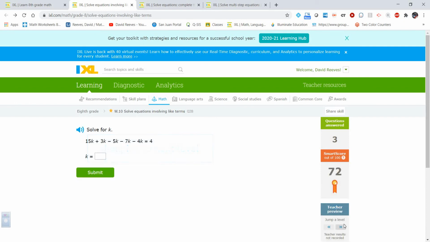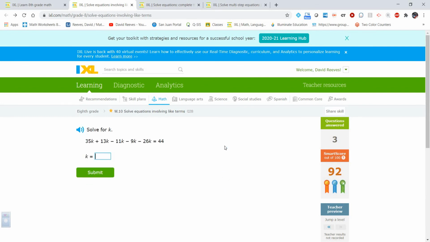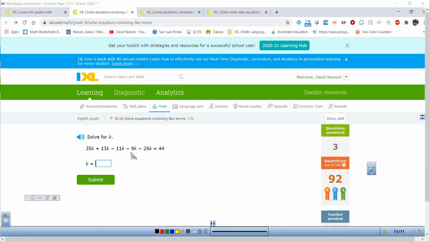All right, let's skip all the way up to the end here. Let's see what they have for us in the challenge zone. All right, so here we go. Again, it's not really that much more difficult. We've got numbers that are slightly larger here. 35 plus 13. So these are my positive k terms. So I'm going to go ahead and put those together, and that's going to give me what? 48k. And then I've got a minus 11, minus 9, and minus 26. Well, minus 11, minus 9, that's minus 20. And minus 20, minus 26, that's minus 46k.